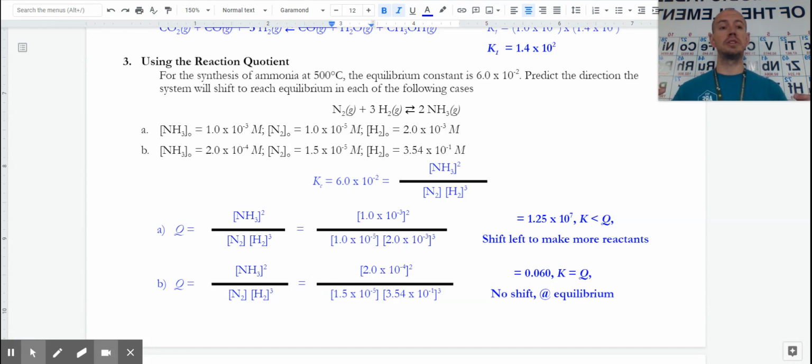That does mean that the reaction proceeds. Reactants still turn into products and products into reactants, but we are not having a net change of more products or more reactants.